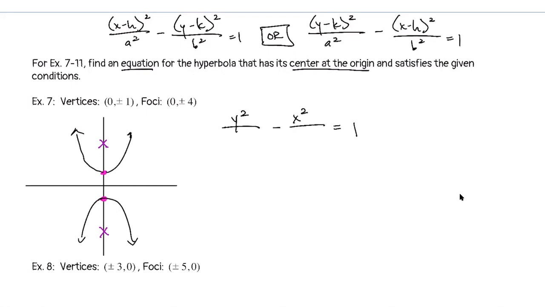So what number goes underneath the y? We actually already know that number. It's going to be 1. Yeah, because it's how far from the center to the pink point. So it's going to be 1 squared. Now, in terms of variables, we know a equals 1. What else do we know given this information? Yeah, we know c. c equals 4. Okay, so if we know a and we know c, how do we find b?